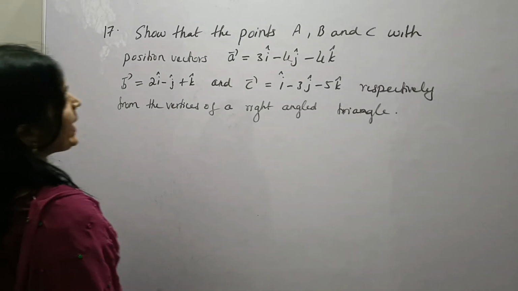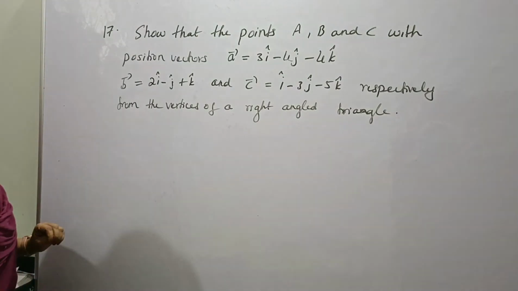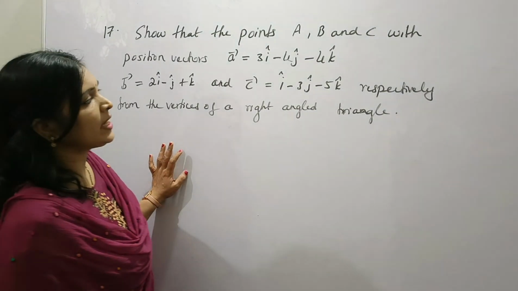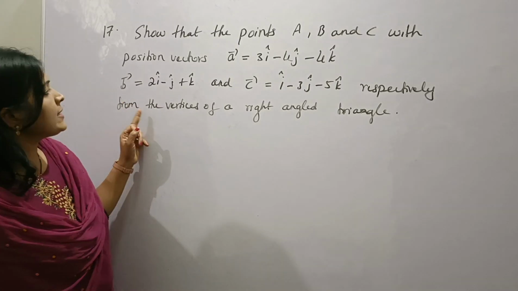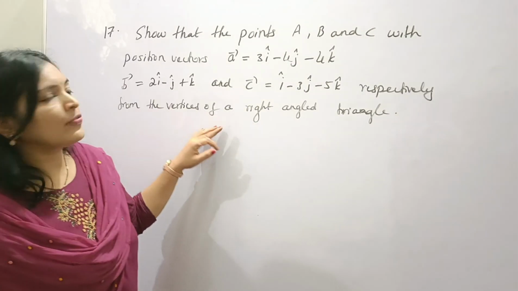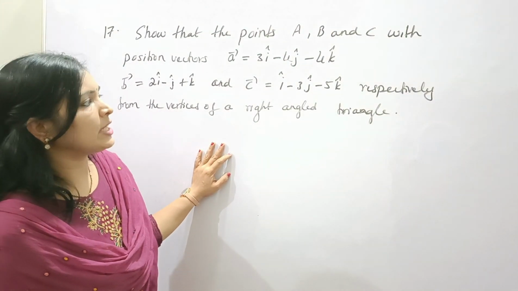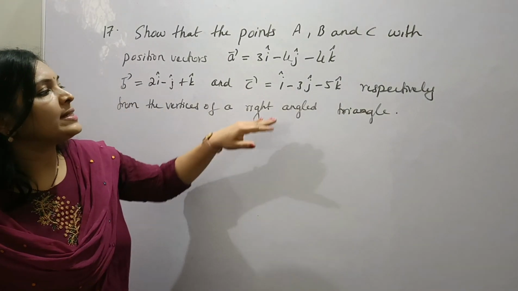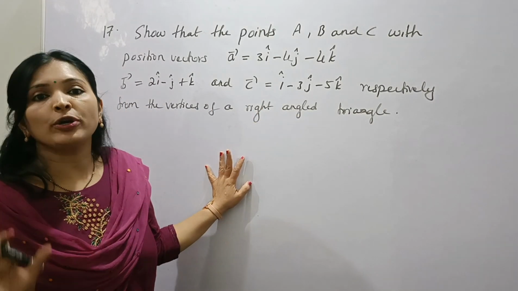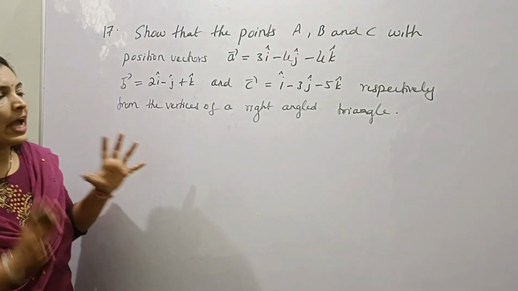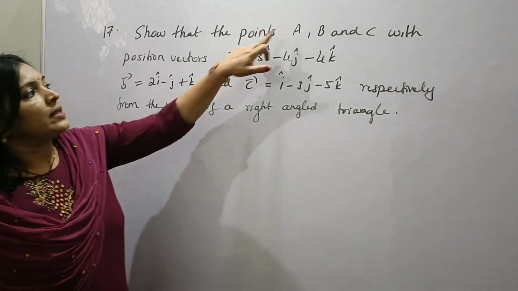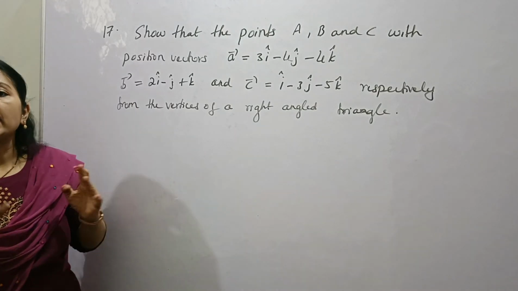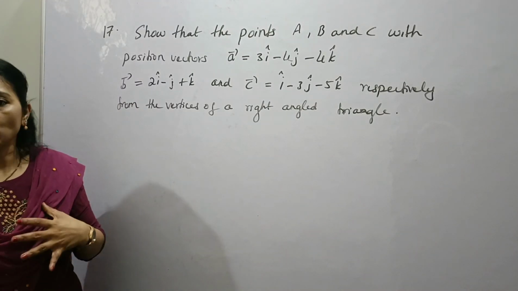Show that the points A, B and C with the position vectors, vector A is equal to 3i minus 4j minus 4k, vector B is equal to 2i minus j plus k and vector C is equal to i minus 3j minus 5k respectively, form the vertices of a right angle triangle. It's a very important question. So here we have to prove the points A, B, C form a right angle triangle. That is what we have to prove.